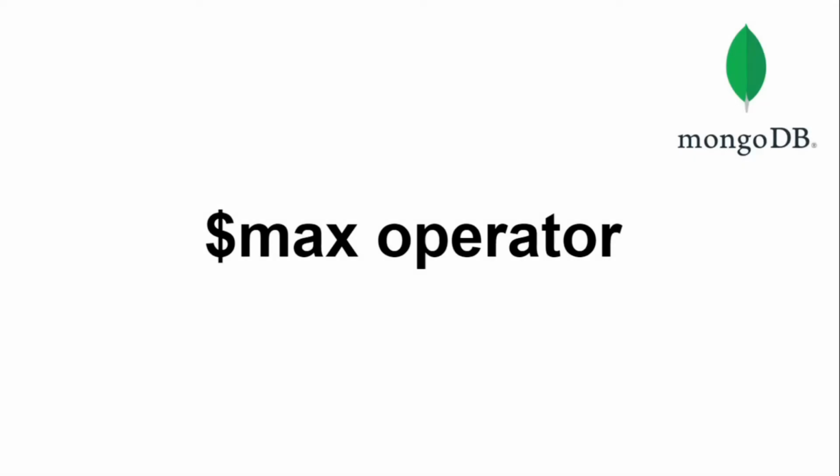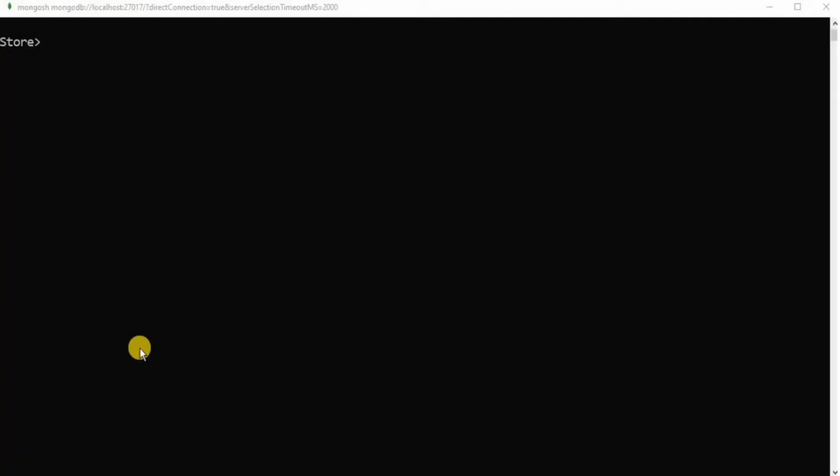Welcome back. In this video, I'm going to show you what is the purpose of the max operator and how you can use the max operator in MongoDB. So the max operator or the maximum operator in MongoDB is also a kind of update operator. The max operator updates the value of a field to a specified value if the specified value is greater than the current value of the field.